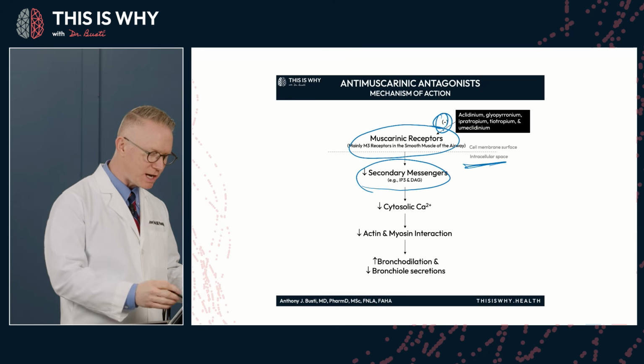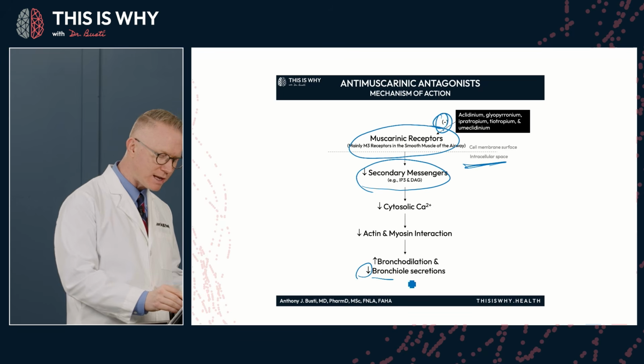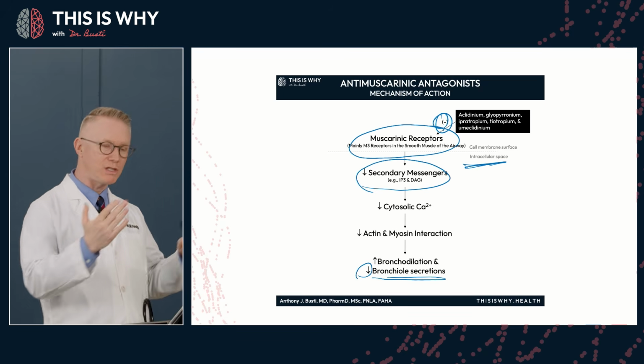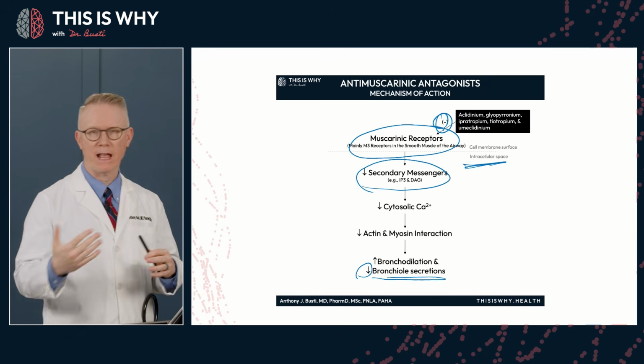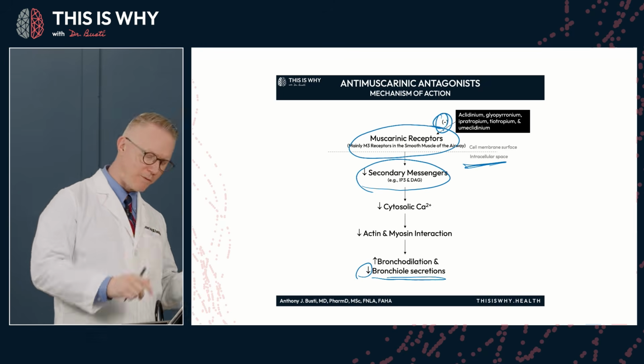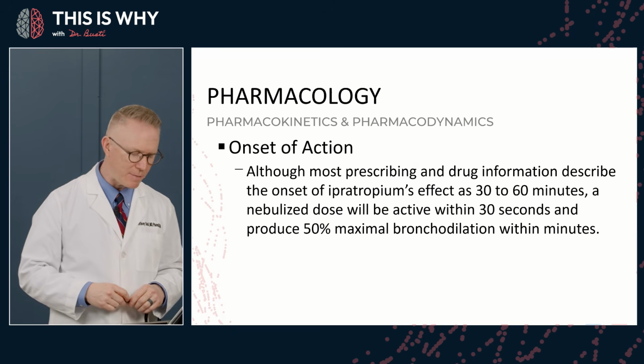You get the gas exchange, but you're also, with the muscarinic antagonist, reducing secretion. So in COPD, right, that tends to be a little bit more of a problem than in asthma. And so that's why these are preferentially used in that patient population.